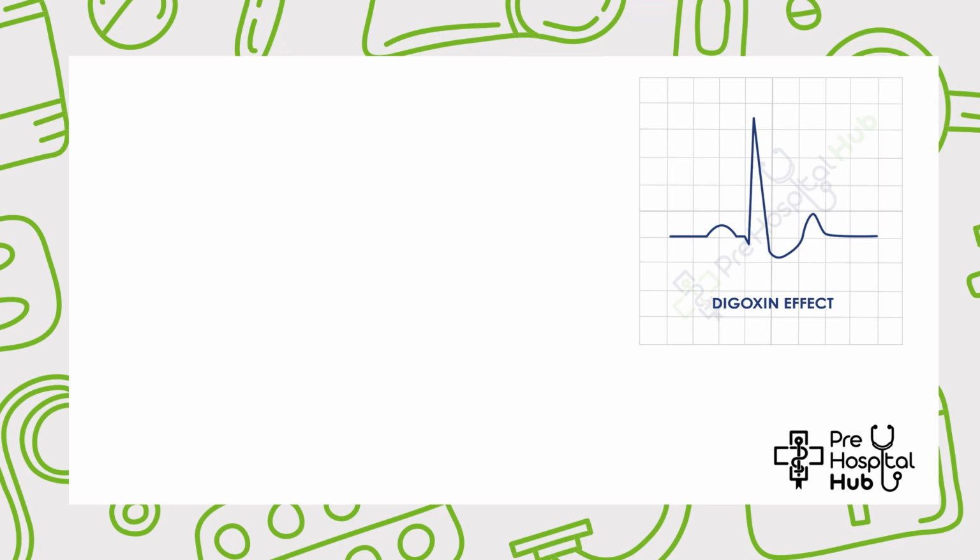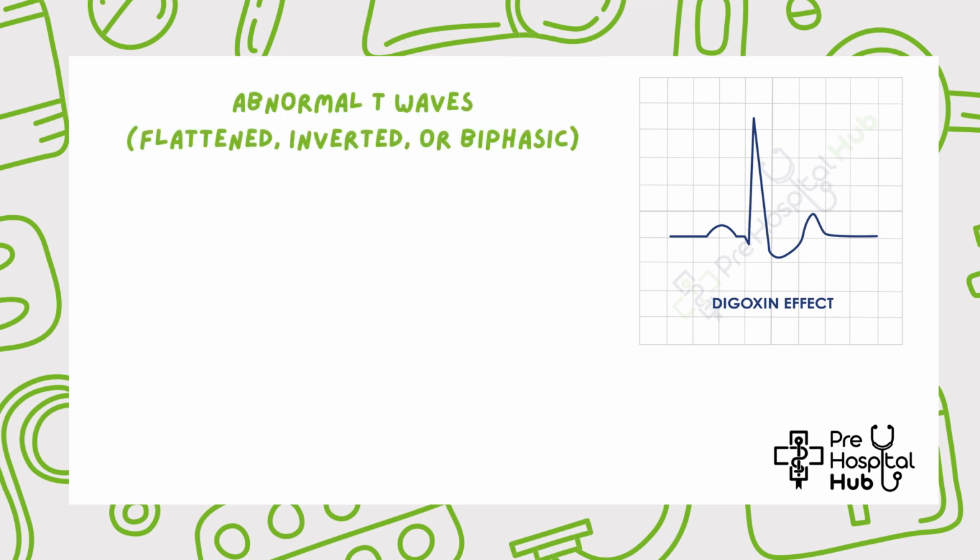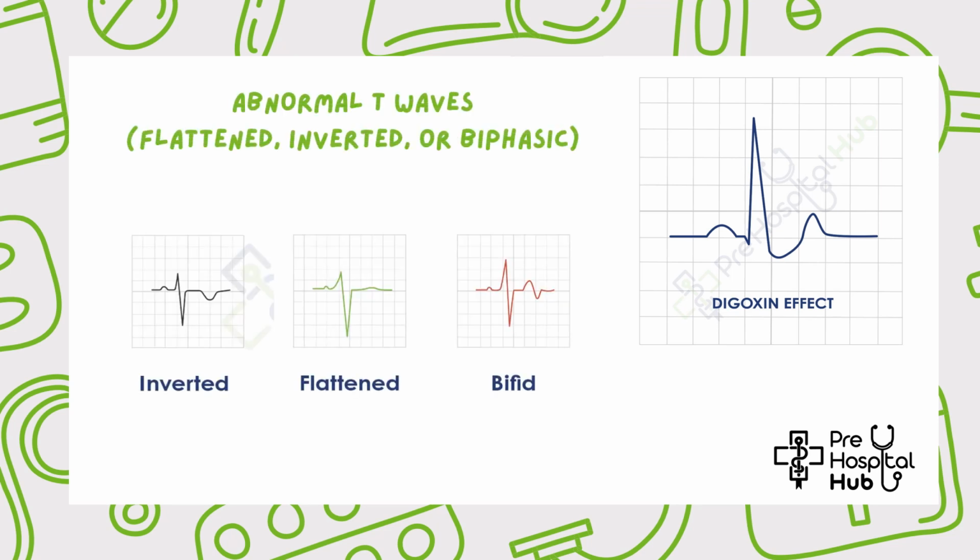Another change that digoxin can have on ECGs may be abnormal T waves. However, it's important to note that abnormal T waves can be seen in a lot of other conditions as well. A biphasic T wave with an initial negative deflection and a terminal positive deflection is the most prevalent type of T wave abnormality. The depressed ST segment usually coincides with the first portion of the T wave.